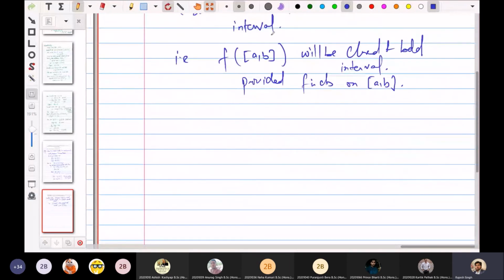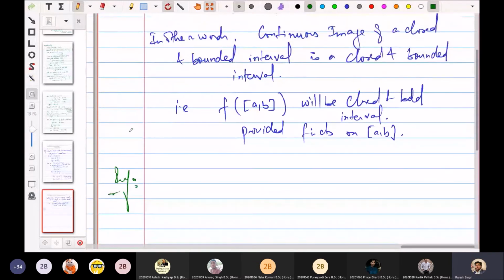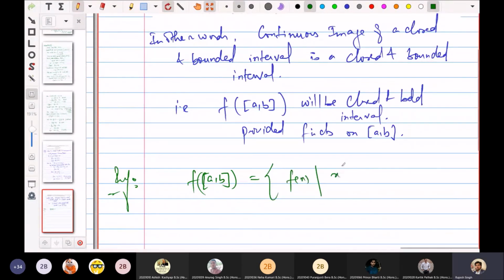So let us try to prove this. How will you prove it? It is very simple. Basically we have to show that this is an interval. Interval means it should be of this form: we should find some x1, x2 such that f([a,b]) is this interval. So what will x1 be and what will x2 be? What is the set f([a,b])? If we write it in set form, it is {f(x) such that x belongs to [a,b]}, right?